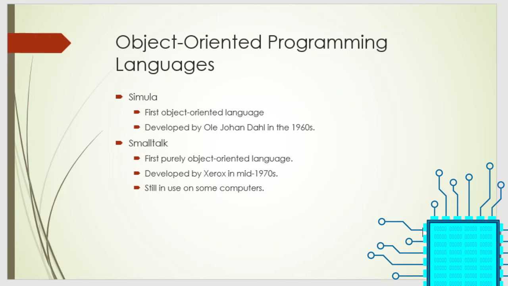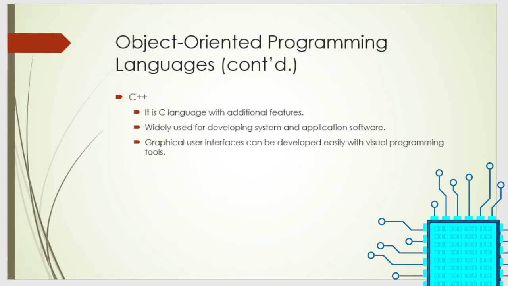The next type of programming paradigm is object-oriented programming. The examples are Simula and Smalltalk. Simula, the first object-oriented language, was developed by Ole-Johan Dahl in the 1960s. Smalltalk, the first purely object-oriented language, was developed by Xerox in the mid-1970s and is still in use on some computers.